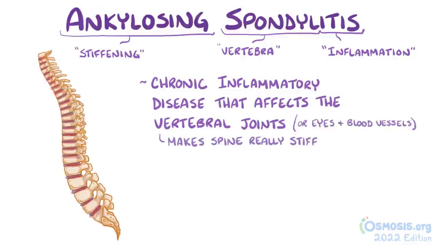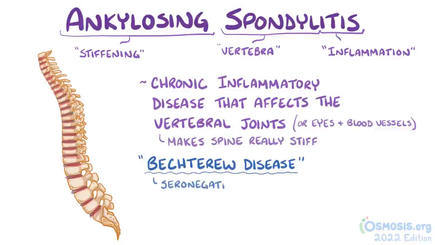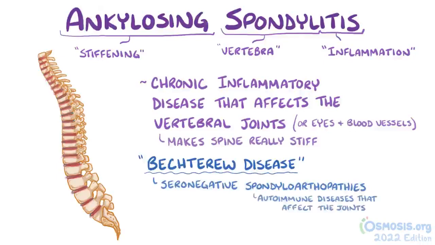Ankylosing spondylitis, also called Becker disease, is part of a group of diseases called seronegative spondyloarthropathies. Spondyloarthropathies are all autoimmune diseases that affect the joints, and they're seronegative, which refers to the fact that rheumatoid factor, which is an autoantibody, is not found in the blood.